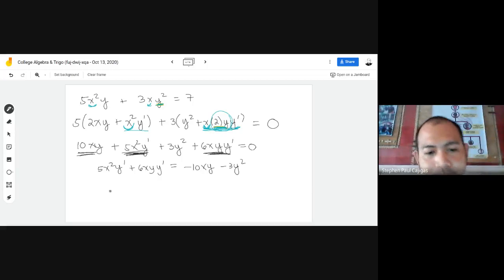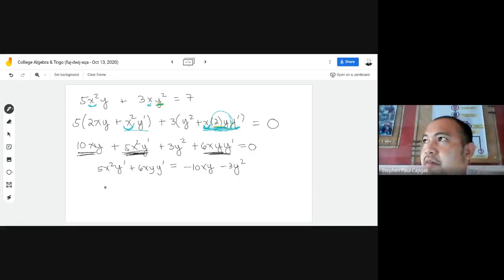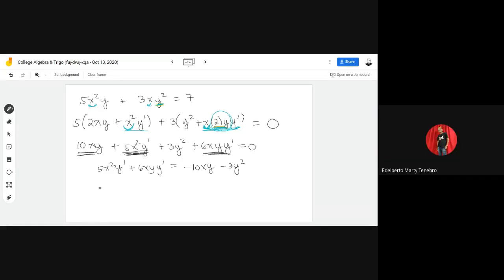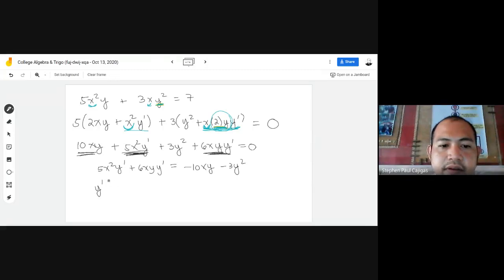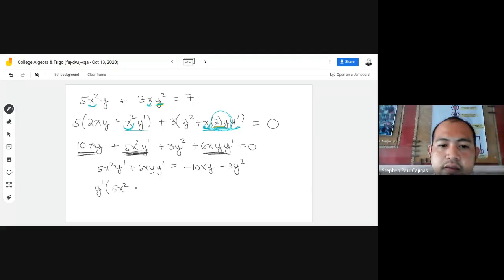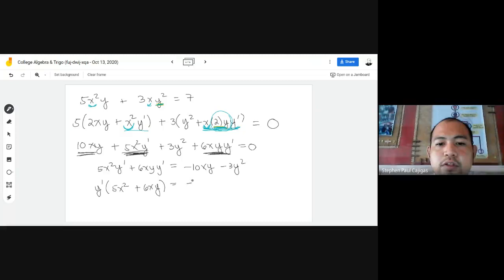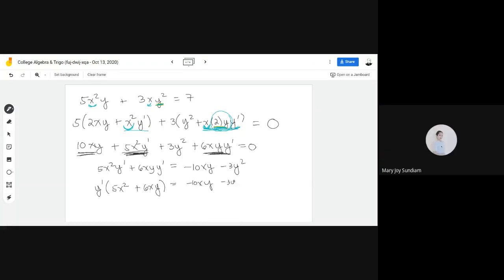Sige, ano't sunod? Divide both sides by... ayaw anay, dili ka anay ma-divide, ma-factor out anay. Ano to tig-factor out? Right. Y prime. Sige, kung i-factor out na ko ni y prime at mabibilin ha sulod 5x squared plus 6xy. Right. Equal to negative 10xy minus 3y squared.